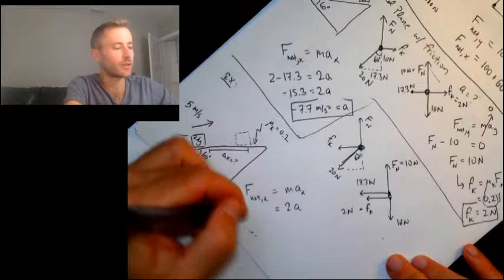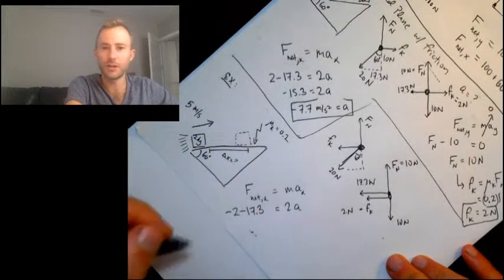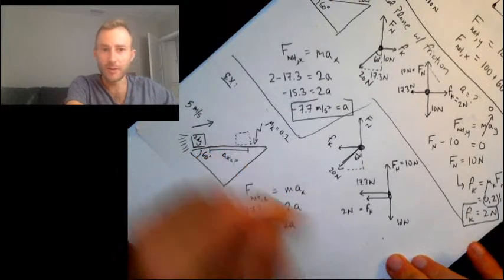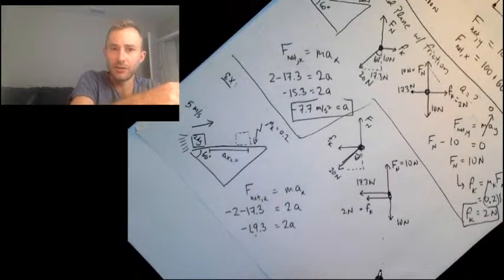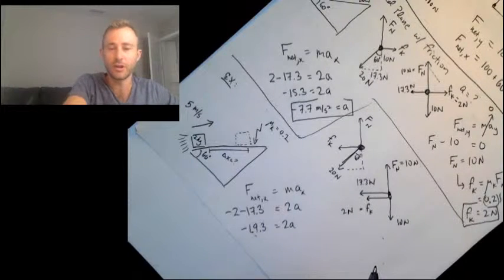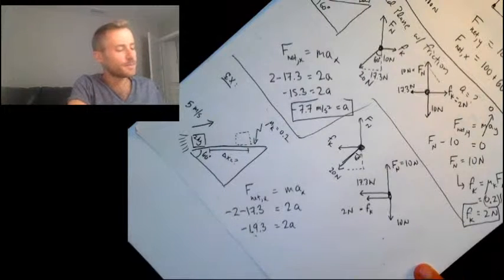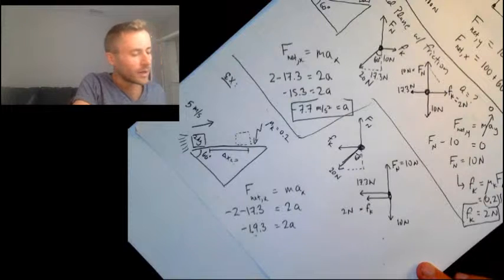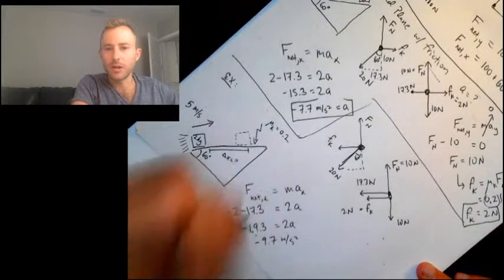Yeah, so it's going to be minus 2 minus 17.3. So negative 19.3 equals 2a. So this is kind of interesting. If you have a block that's sliding down the incline, it actually has a different acceleration from a block that's sliding up the incline, because the friction changing directions changes the net force. Dividing both sides by 2 is going to give us about negative 9.7 meters per second squared as the acceleration.